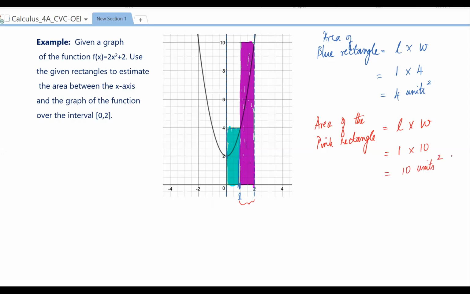So we want to add the blue and the pink. Four plus 10, which is 14 square units. What we have done is we have approximated the area by adding the rectangles.